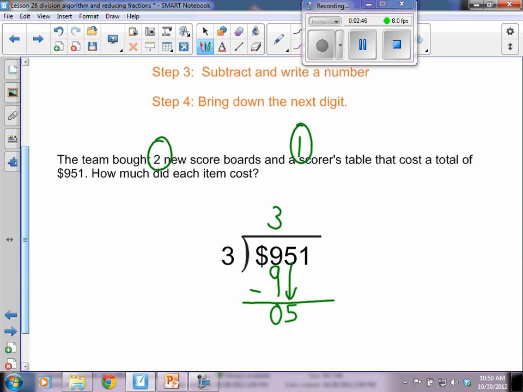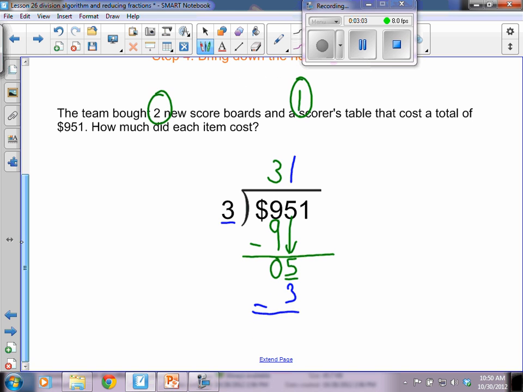So we have 5. Now we're taking the number 5 here, divided by 3. 3 goes into 5 one time. That was step 1. Step 2 says 1 times 3 equals 3. Step number 3 says now I need to subtract. And so 5 minus 3 gives me an answer of 2. And the last step says bring down the next digit. And once again, we're going to repeat one more time.